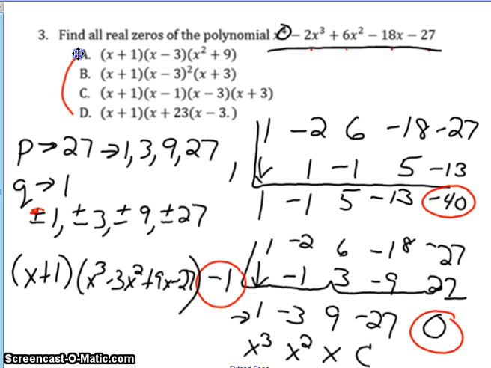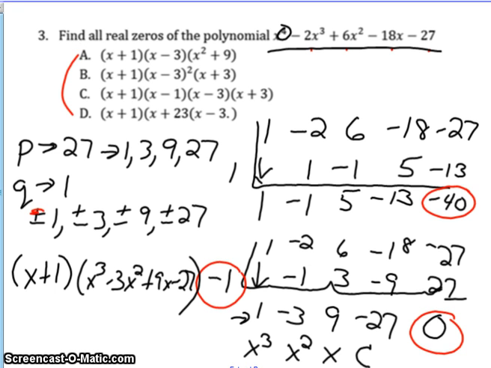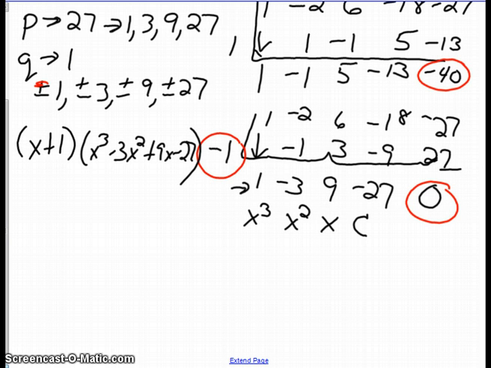Okay, so I'm not done. I have to factor this. I'm trying to make more room on the page. All right, so now I want to factor that polynomial that I got, and that has 4 terms, so I'm going to do it by grouping.